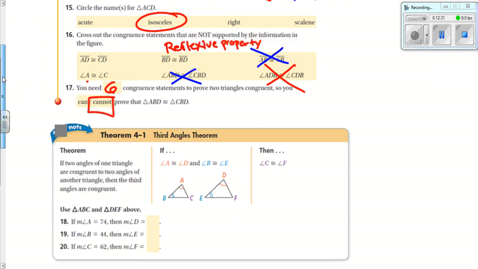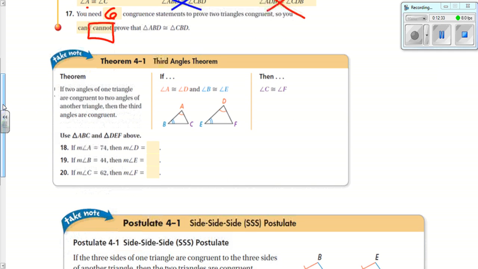Okay, so here's what we're going to hop into now. We are going to learn how we can prove triangles congruent, given pieces of information, and even given not the whole picture. We are going to learn six different ways in order to prove triangles congruent. So the first one is the third angles theorem.